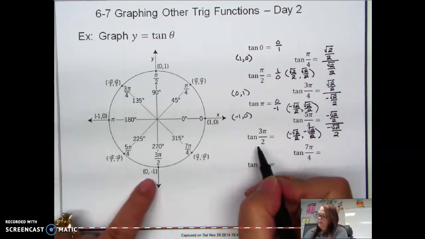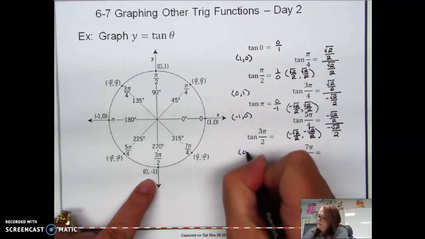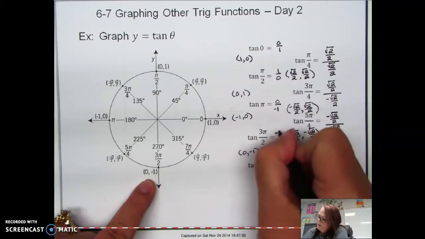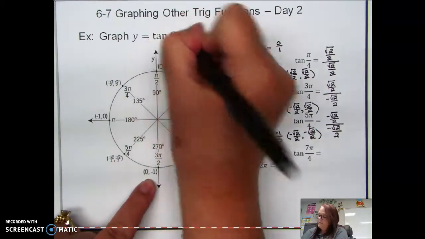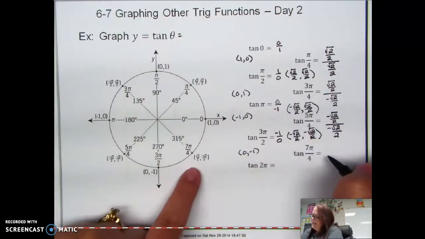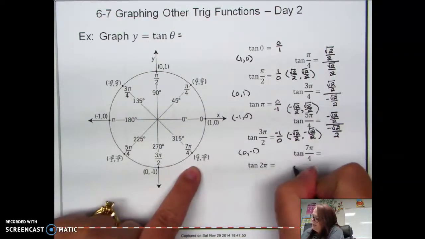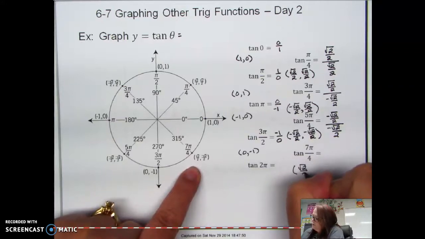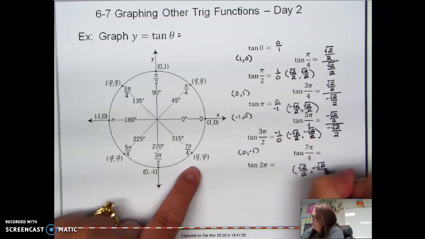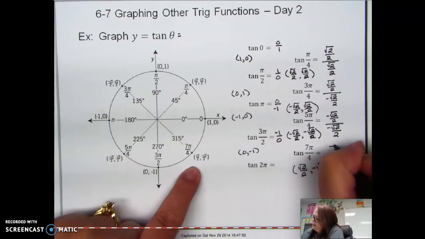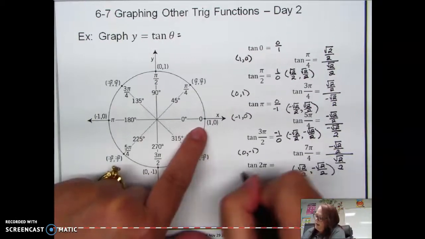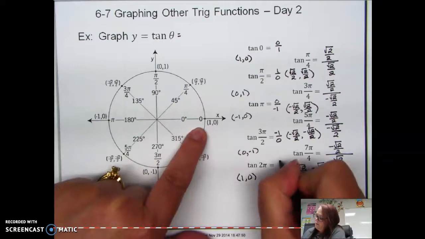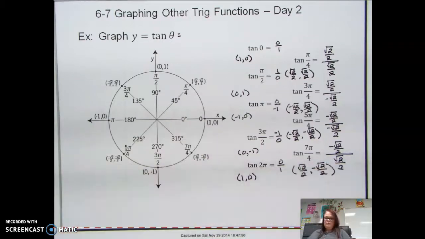And then over here at 3 pi over 2, that's the point 0, comma negative 1. So my y value is negative 1 over my x value of 0. Okay. And then the tangent of 7 pi over 4, that's going to be at the point root 2 over 2, comma negative root 2 over 2. And so my y value is the negative over the positive. And then my tangent at 2 pi, we're back to 1, 0. So my y value is 0 and my x value is 1.